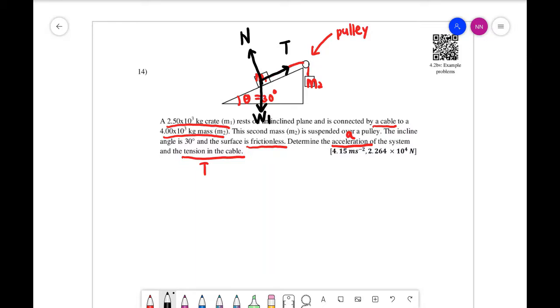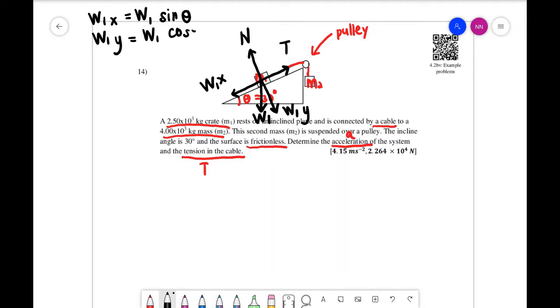And then we can resolve weight 1 into a component parallel to the inclined plane, which is W1x, and a component perpendicular to the inclined plane, which is W1y, where W1x is W1 sine theta, and W1y is W1 cos theta, and W1 is M1 times gravity.